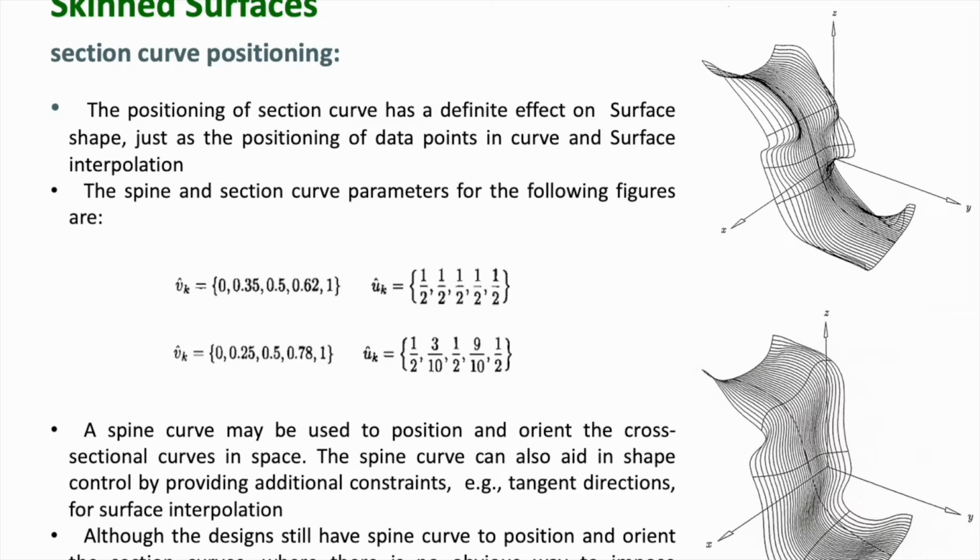Now moving on to skin surfaces section curve positioning. The positioning of the section curve has a definite effect on surface shape, just as the positioning of data points does in curve and surface interpolation. For the images, the spine and section curve parameters are defined by v hat k and u hat k. A spine curve may be used to position and orient the cross-sectional curves in space. The spine curve can also aid in shape control by providing additional constraints, for example tangent directions for surface interpolation. Although the designs still have a spine curve to position and orient the section curves, there is no obvious way to impose derivative constraints for the v direction interpolation.